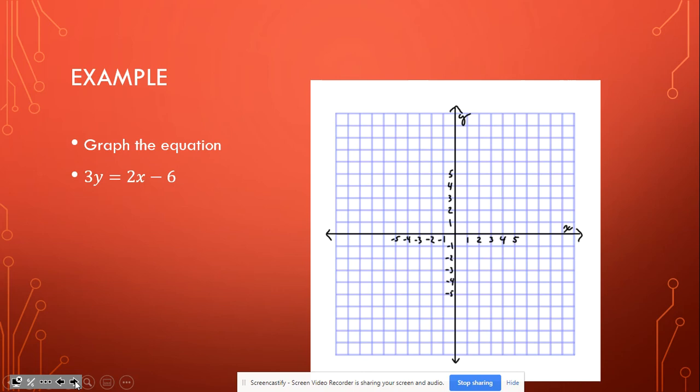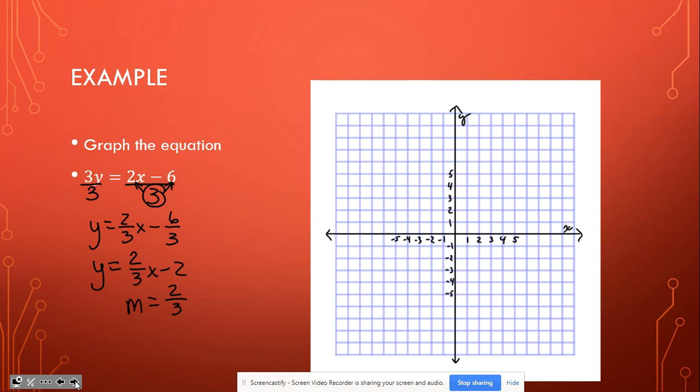So the first thing I want to do is get y by itself. I'm going to divide both sides by 3. Now remember that this 3 now belongs here and here. So what I have is y equals 2/3 x minus 6 over 3. Now, I can simplify 6 over 3 because it's nice and pretty. That'll be y equals 2/3 x minus 2. My slope in this case is 2/3, so I don't have to change it at all. My b is -2. Now I'll go on to my graph and I'll plot my y-intercept at -2.